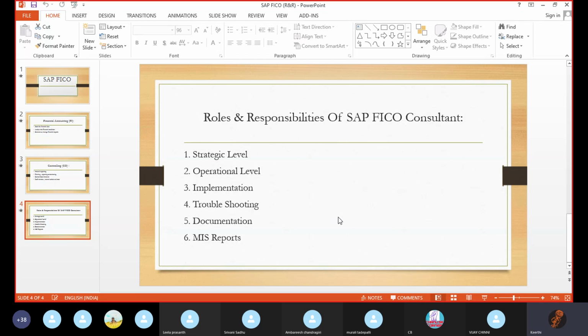Next, coming to documentation. Documents regarding the project can be saved in a shared drive, and MIS reports are based on the management requirement. These reports contain all the detailed information about where the project stands and how many issues are resolved. Weekly, monthly, and quarterly reports, a consultant will provide to the management. That's it from my end. Thank you.